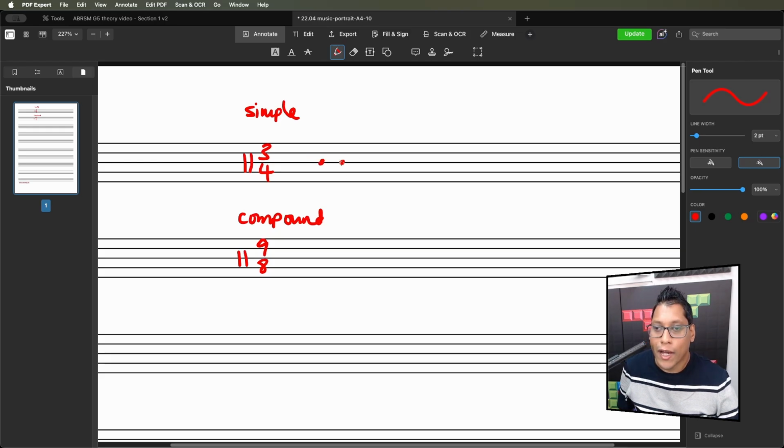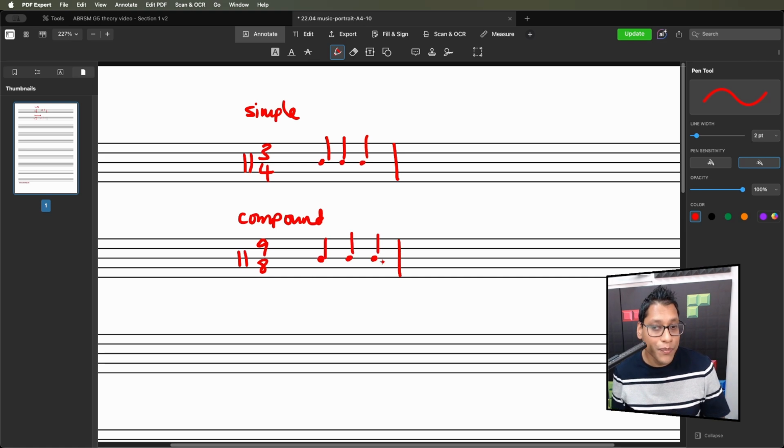So I'm going to draw out a bar of 3 crotchets and draw a bar line. In 9/8, we take this exact same set of note values and put them into the 9/8 bar, but we have to make one small change. We have to add dots after each of these notes. Okay, so 3 crotchets in our 3/4 time signature turns into 3 dotted crotchets in our 9/8 time signature.